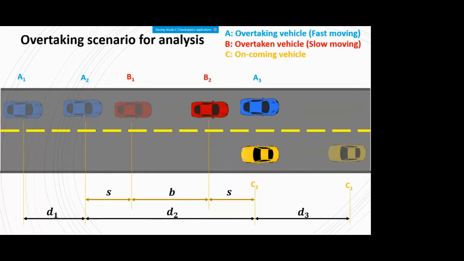That is the vehicle moved from its original lane, shifted to the adjacent lane, overtook the slow moving vehicle, and then finally came back to its original lane. So this distance in which the actual overtaking takes place is the distance D2.